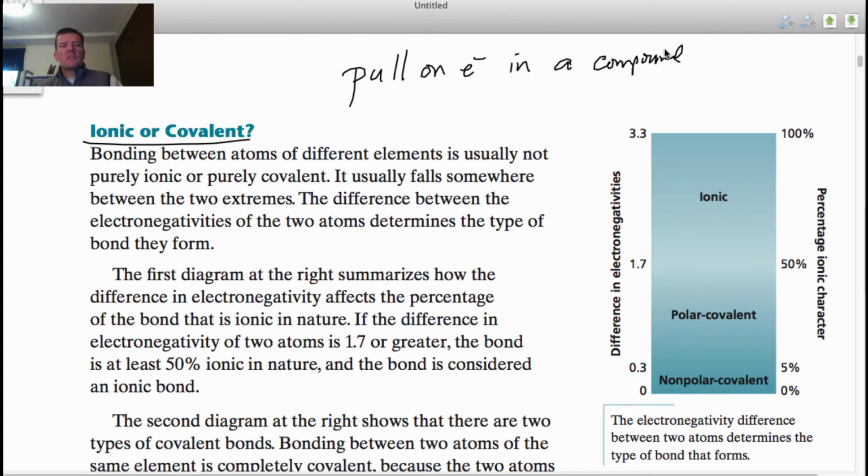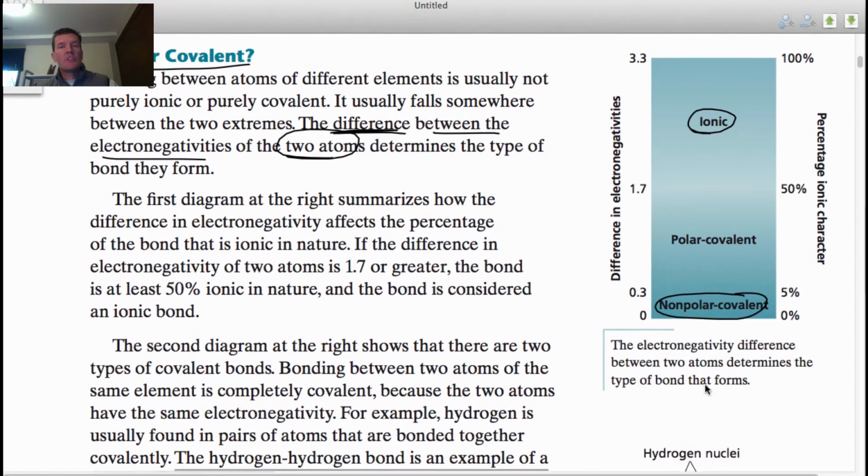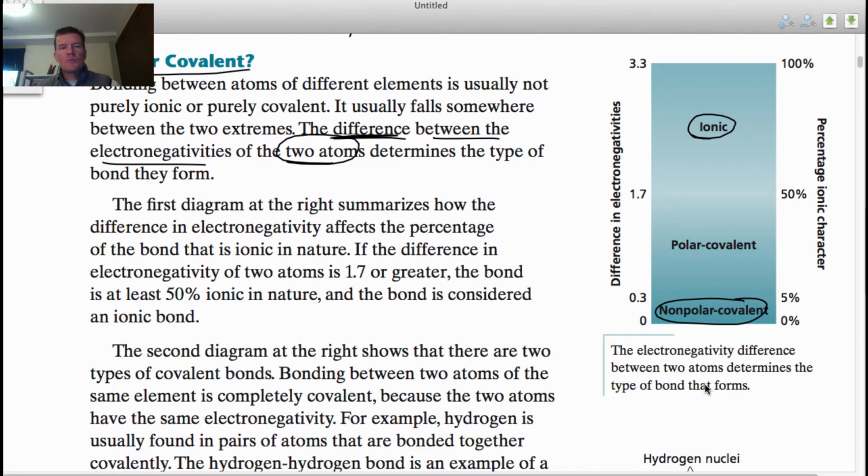So what we do is we look at the numbers that are given for the electronegativities, and we find the difference between the electronegativities of the two atoms. And that difference is going to help us determine whether the pull is so strong in one direction that we're going to call it ionic, or is it not very strong in either direction, and then we'll say it's covalent. Okay? So here's the number that we use to determine which one it is.